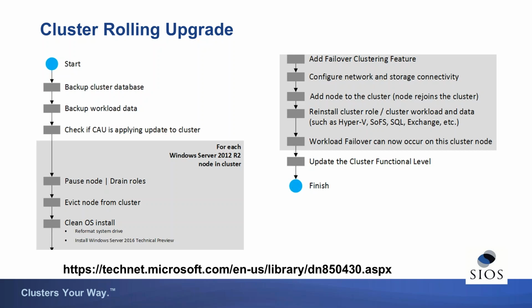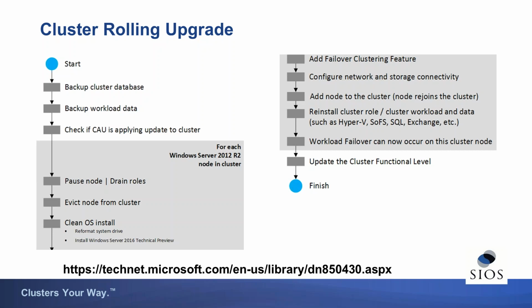And so with 2016, you're now going to be able to upgrade the cluster in place. This picture I have here is taken from the documentation on TechNet, which shows you the process, and we'll walk through the process. So you have to start with Windows Server 2012 R2. You're not going to be able to upgrade from anything earlier than Windows Server 2012 R2, so you're not going to be able to upgrade 2008 clusters directly to 2016. But assuming that you have a Windows Server 2012 R2 cluster, obviously you want to do your backups of your cluster database, your workload, and make sure all your clusterware updates are applied to the cluster.